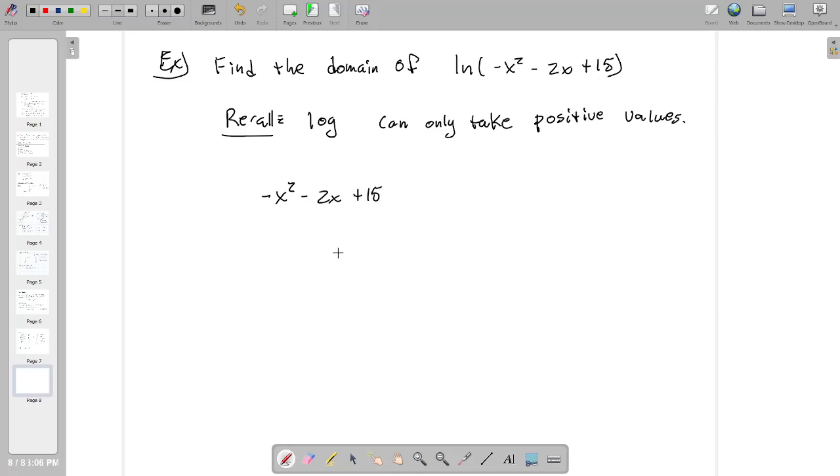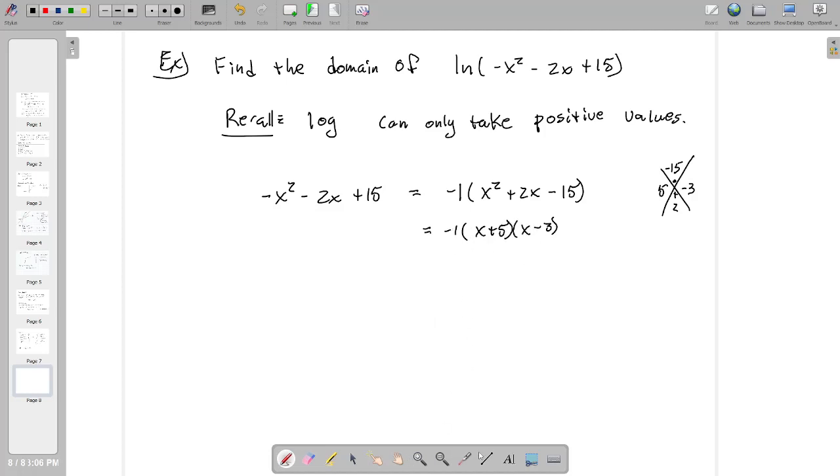Now in order to factor this, I'm going to factor a negative out, and then we'll deal with that in a bit. This is the same thing as -1 times x squared plus 2x minus 15. And we're looking for two numbers that multiply to -15 and add to 2. That's going to be 5 and -3. So this will factor then into -1 times x plus 5 times x minus 3.